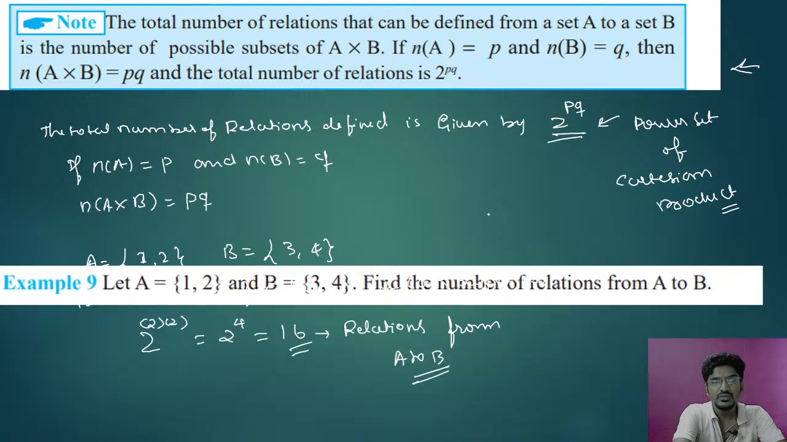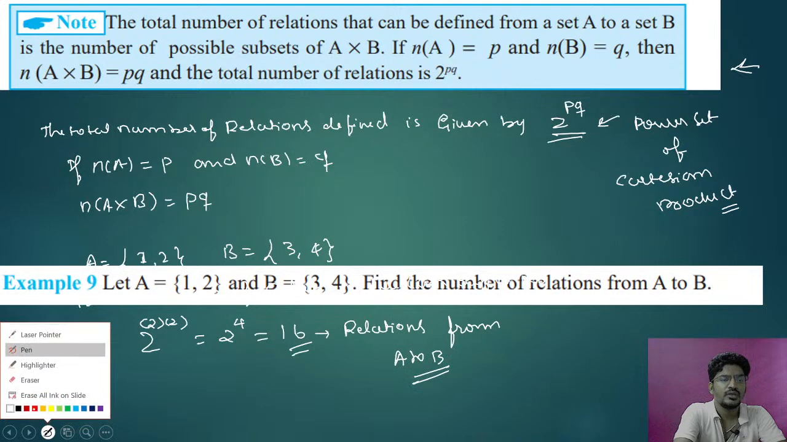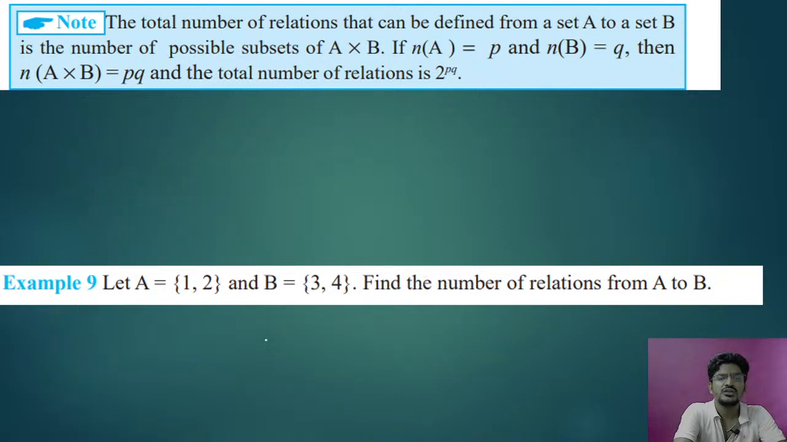Clear? No problem. So here there is one example. Take this example and tell me. Okay, already I have solved it. Set A has 1, 2 and set B has 3, 4, that is 2 comma 2, total 2 to the power of 4, 16. 16 relations you can define.